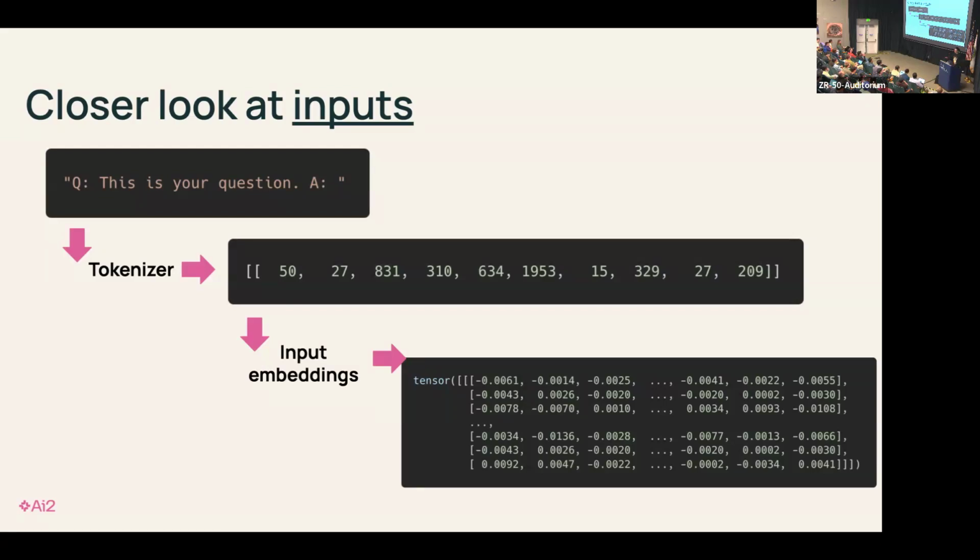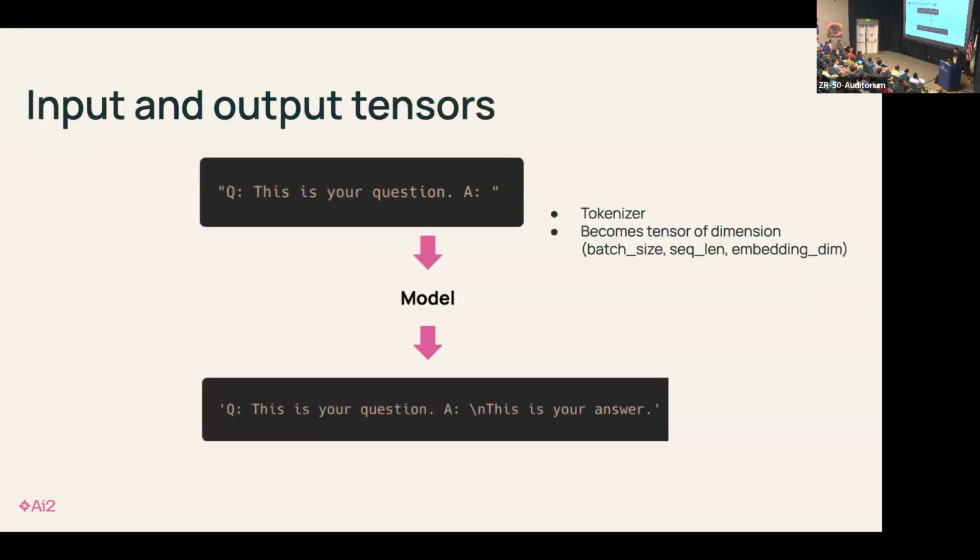And once you're in tensor land, we know how everything works. This is all standard deep learning. We're happy. So as a summary, just understand that to go from text to tensors, you're working with tokenizers to transform things, and tensors roughly have some dimension of batch size times sequence length times your embedding dimension.